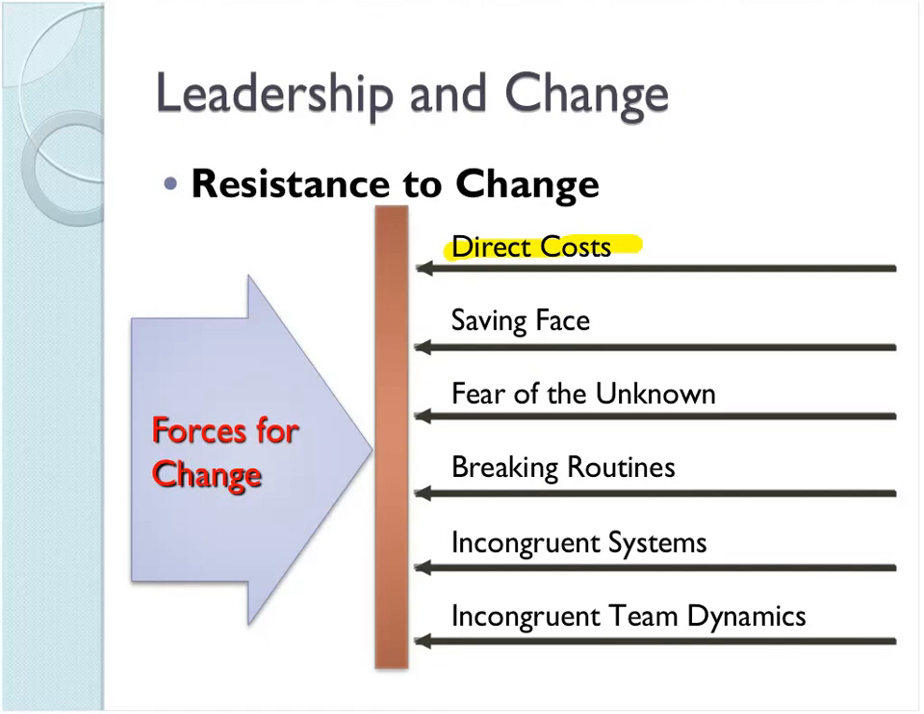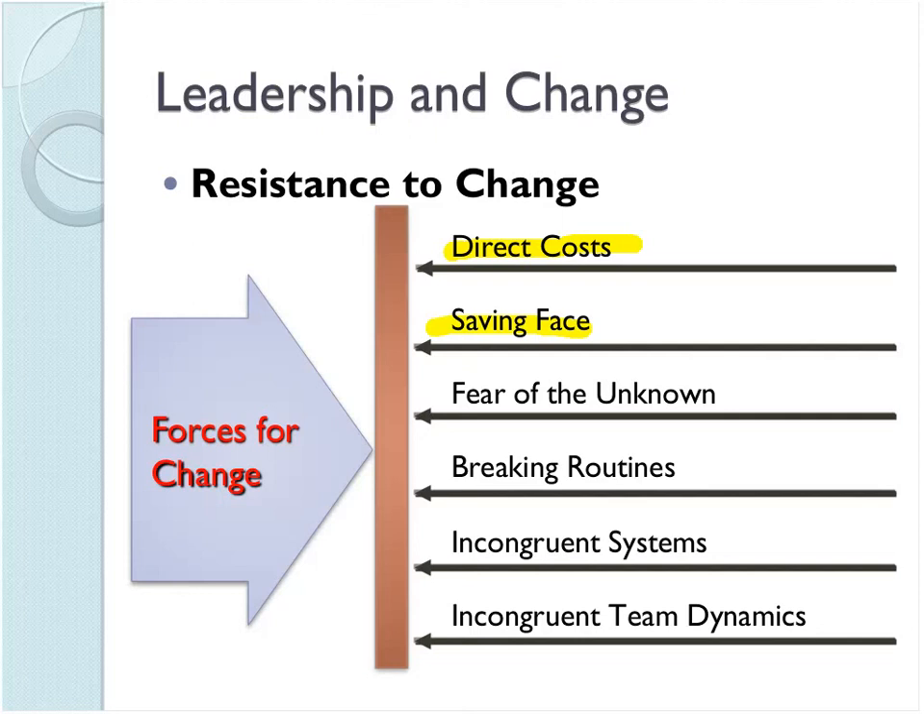Another one is the saving phase. What is the saving phase? That means the company doesn't want to change its face, its reputation. It wants to remain as it exists. It wants to exist as the previous one.